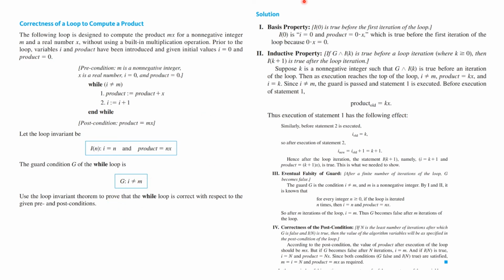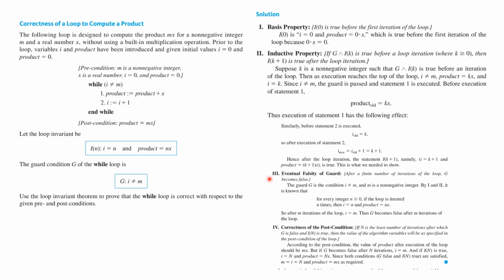Okay, so the basis property, we have to say, oh, is I of 0 true? Well, if I equals 0, the product is 0, so that's true. And then we say, suppose that I does not equal m, so we're still going, and I of k is true. Then you have to show that, gee, if I add one more, that makes this k plus 1 times x. And of course it does. Here's a little bit of a proof of that.